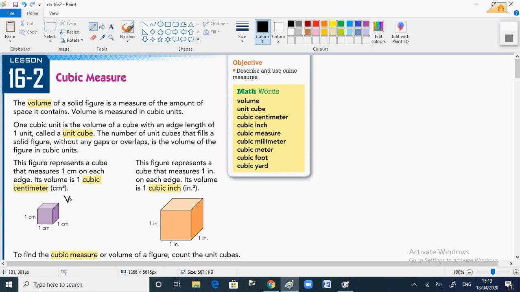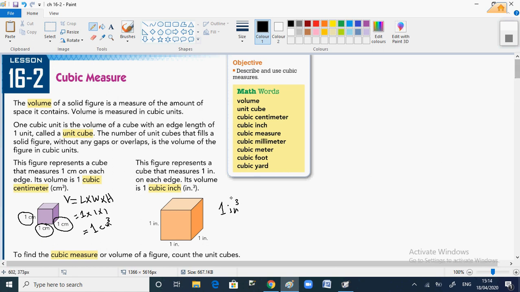The volume formula is length times width times height. Here the height is 1 centimeter, the length is 1 centimeter, and the width is 1 centimeter. When I multiply 1 by 1 by 1, I get 1. But 1 what? 1 cubic centimeter, or 1 centimeter cube. Here it's the same. Look at this cube. It is 1 inch in height, 1 inch in length, and 1 inch in width. When I multiply them, it's 1 cubic inch, or 1 inch cube.